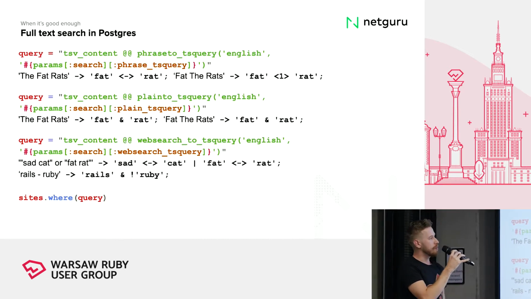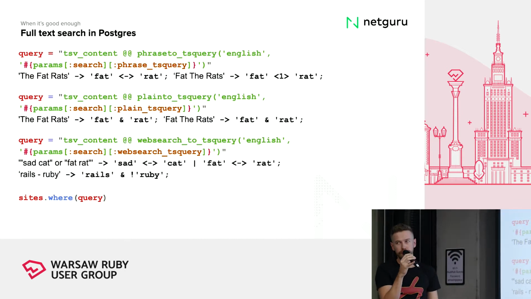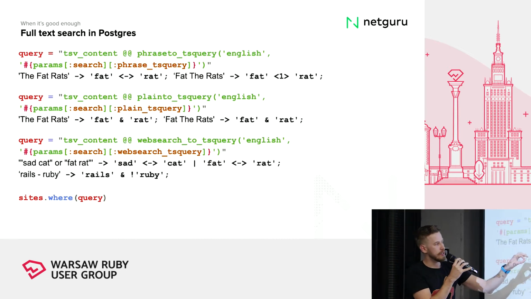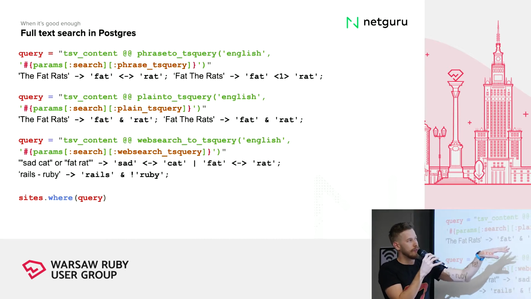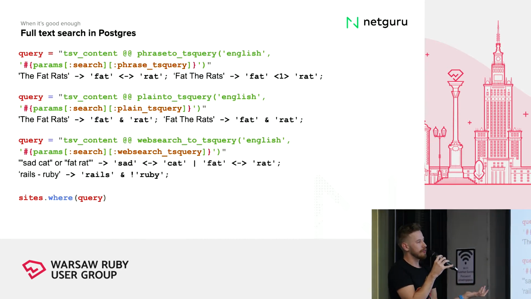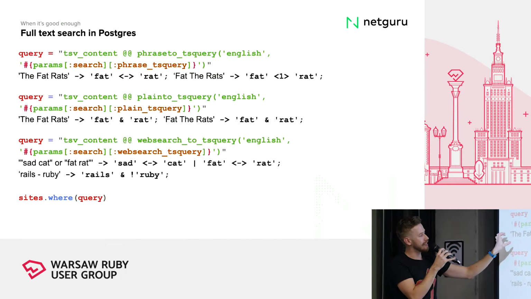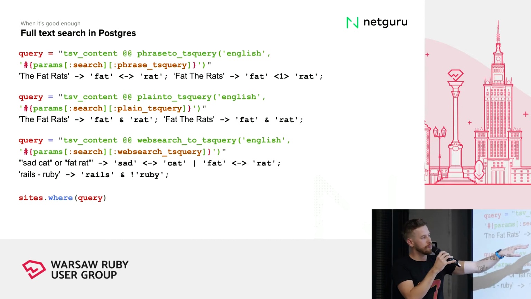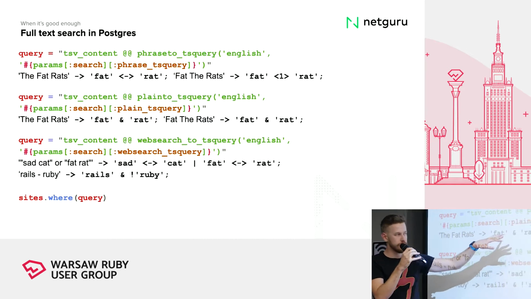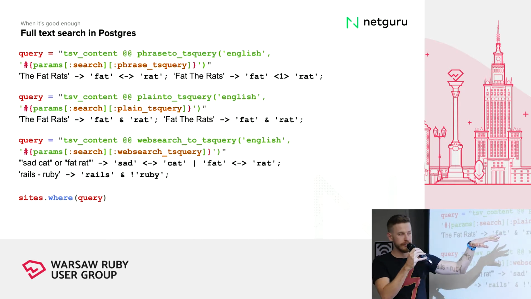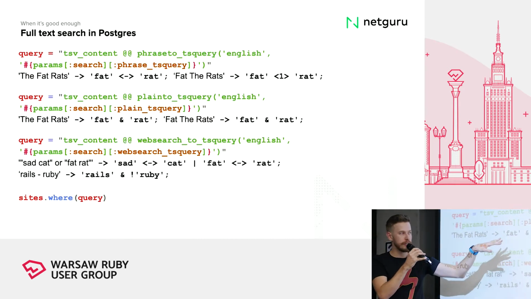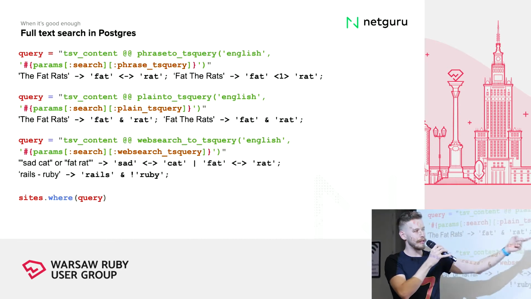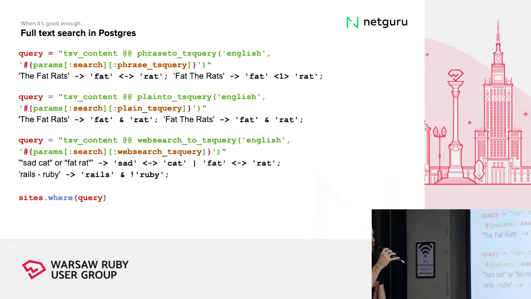Okay. Plain to TS query is also very useful because it translates words into this AND logical, how to call it, I don't know, but it removes also stop words. And in this example, the fat rats, it will search for these two words in the document. The proximity of the words is no longer important for this query. So both cases are the same using plain to TS query.